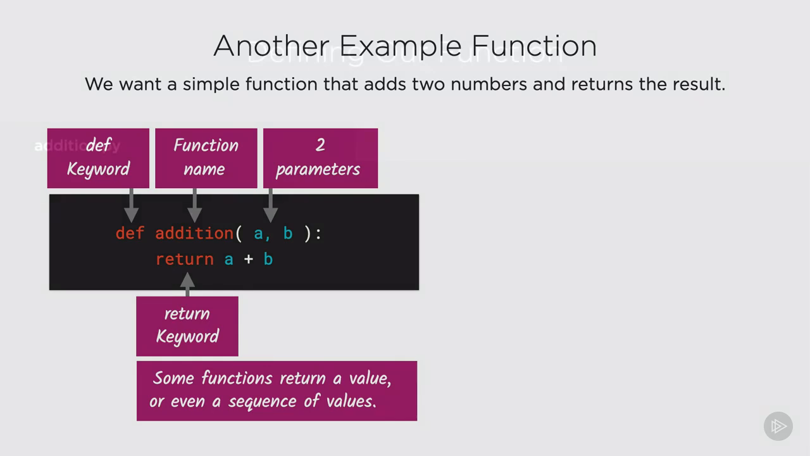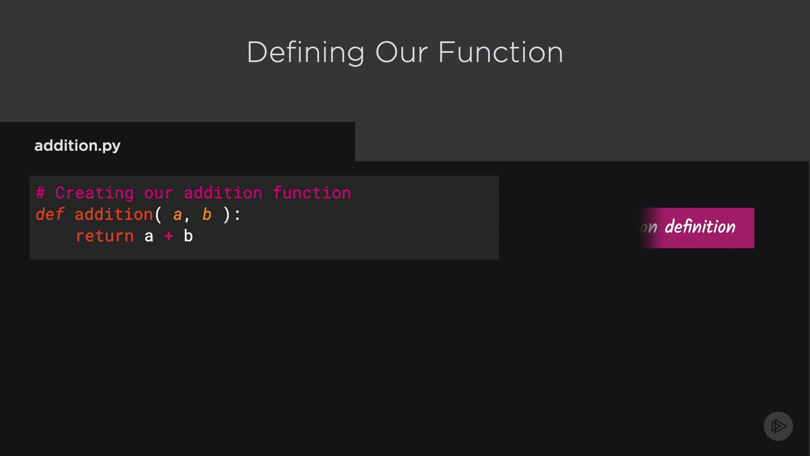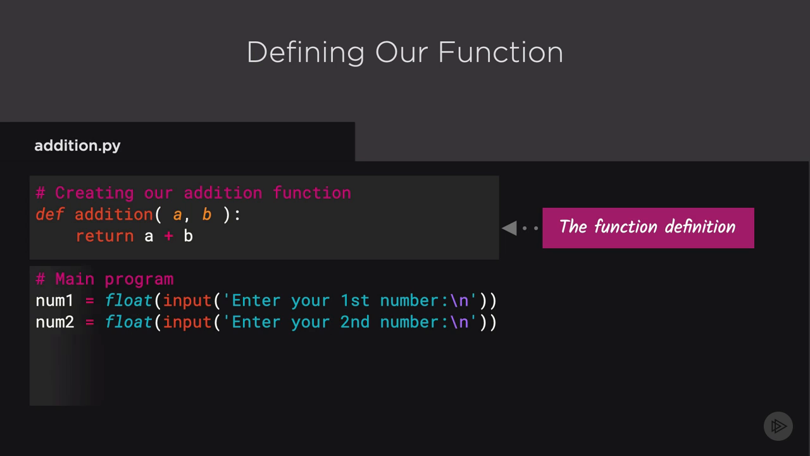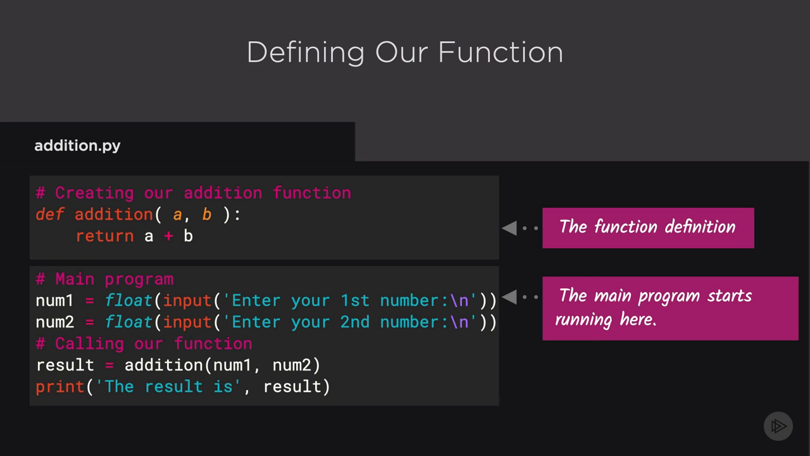Now if we look at using this function in a program, we first define our addition function, and then the main program starts by prompting the user for two values. Then we call our addition function with the two values, and the result is returned and saved to the result variable. Finally, we print the result to the screen.